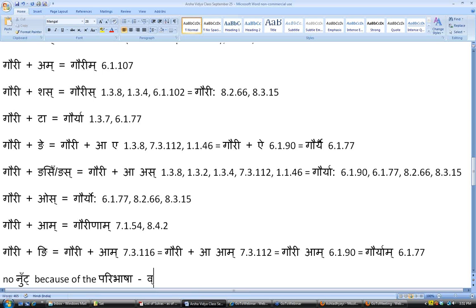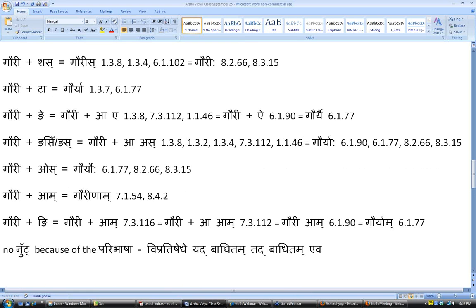And this one is Vipratishedhe. Vipratishedhe, then Yad Bhaditam, that is, the sutra which has already been rejected. Yad Bhaditam, Tad Bhaditam Eva. That means that in that situation, it cannot come back again and stake a claim to apply again. Yad Bhaditam, Tad Bhaditam Eva.